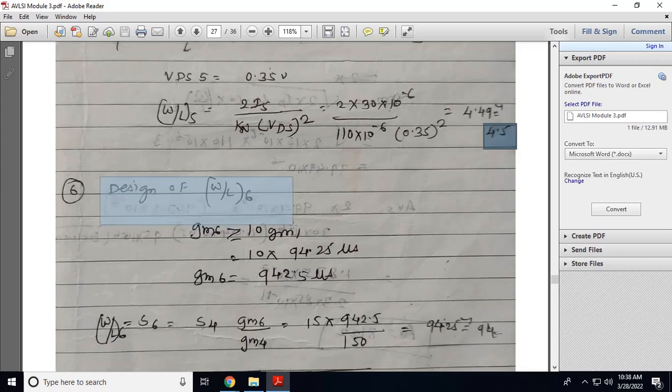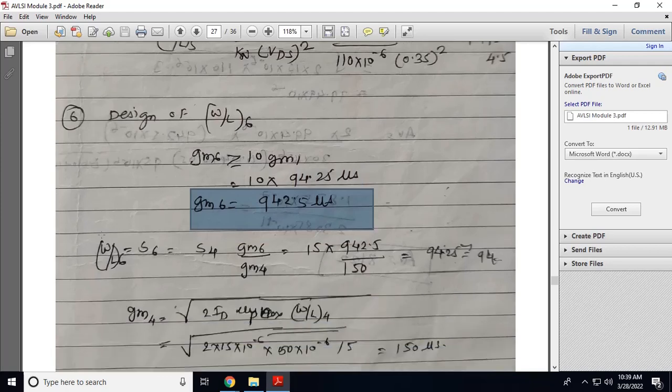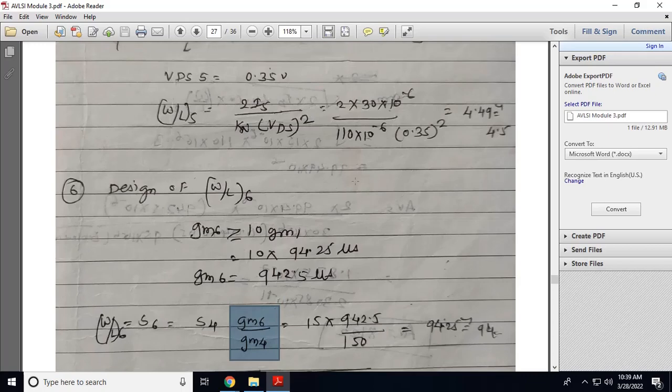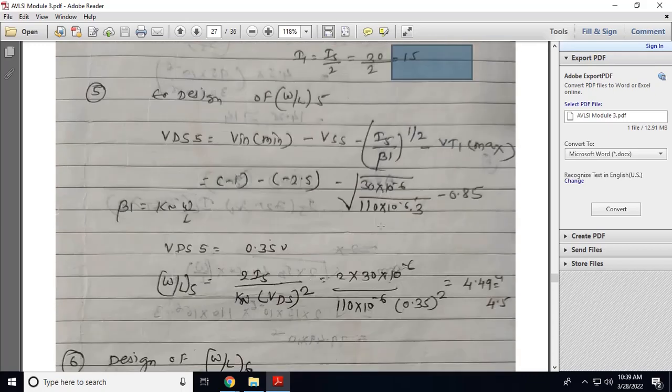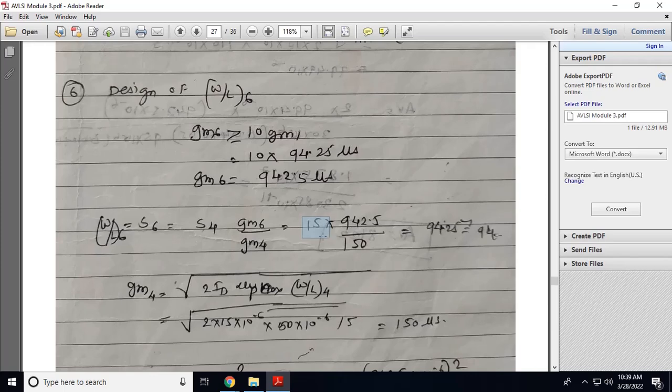Next step is design of size of 6. So we will calculate the transconductance of 6, that is equal to 10 times GM1. So GM1 is 94.25 microsiemens. So GM6 is 942.5 microsiemens. So size of 6 is equal to size of 4 multiplied by transconductance of 6 divided by transconductance of 4. So size of 4 is 15. So 15, transconductance 6 is 942.5.